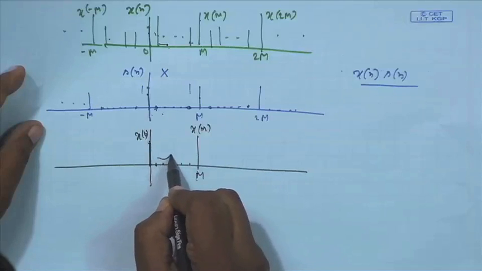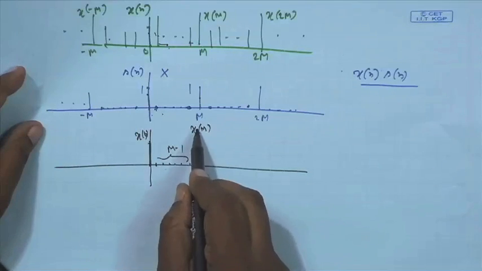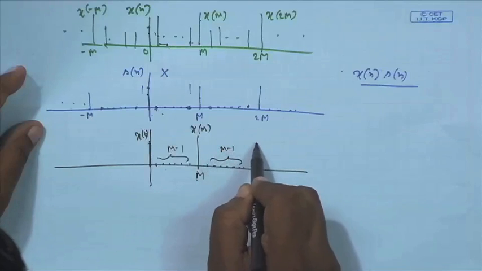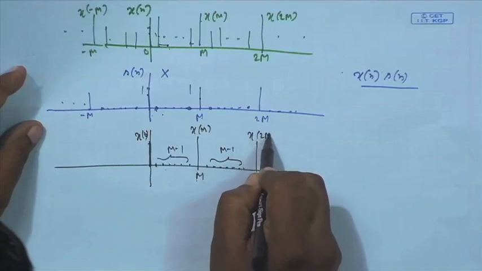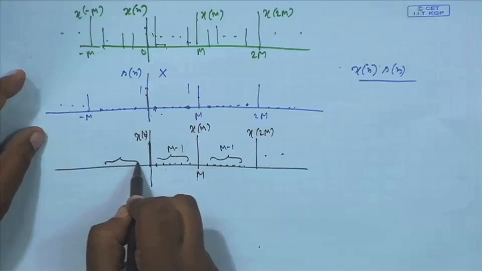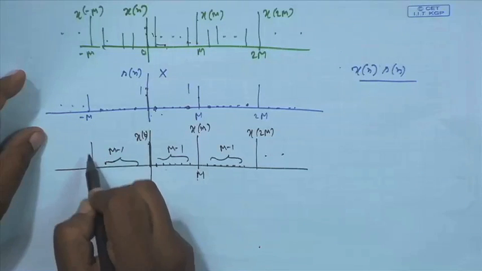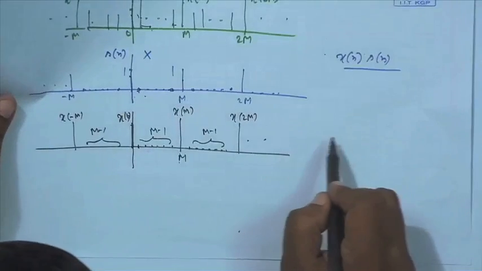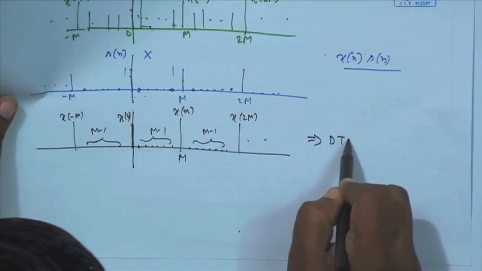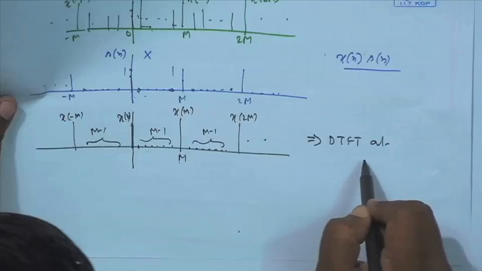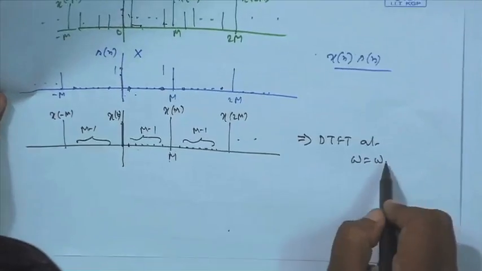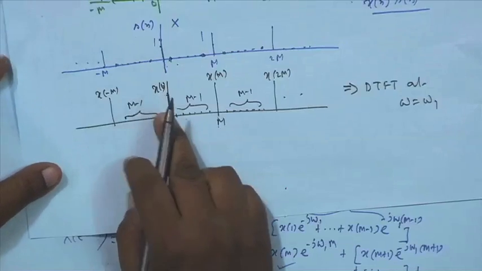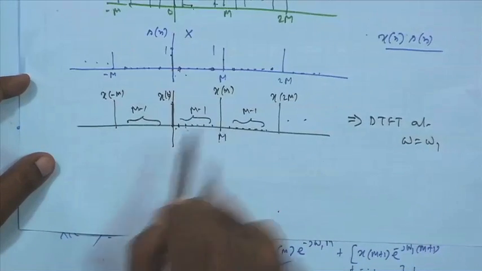So, m minus 1 zeros, and x m, again m minus 1 zeros, x 2 m, dot dot dot, again m minus 1 zeros, x minus m. If I take the DTFT of this sequence at omega equal to omega 1, what will I get? x 0 as it is, plus 0 into something, 0 into something, they do not contribute anything.